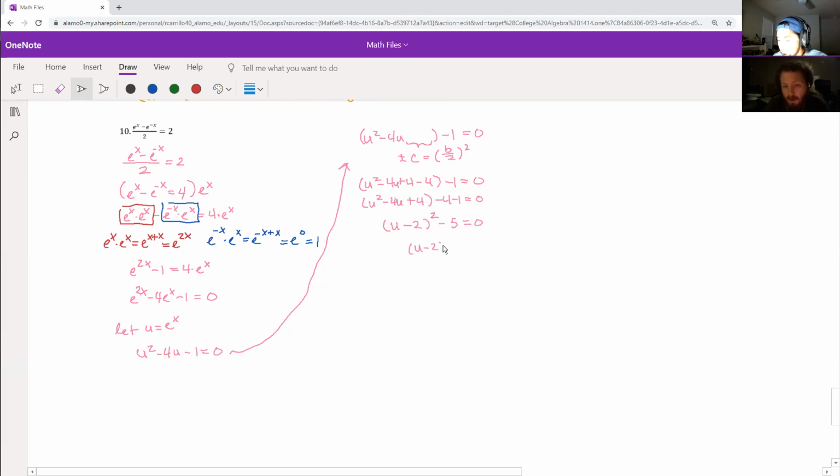We get u minus 2 squared equals 5. U minus 2 equals plus or minus the square root of 5. And u equals 2 plus or minus the square root of 5. All right. Cool. Let's go back to the x world and get this out of the way.